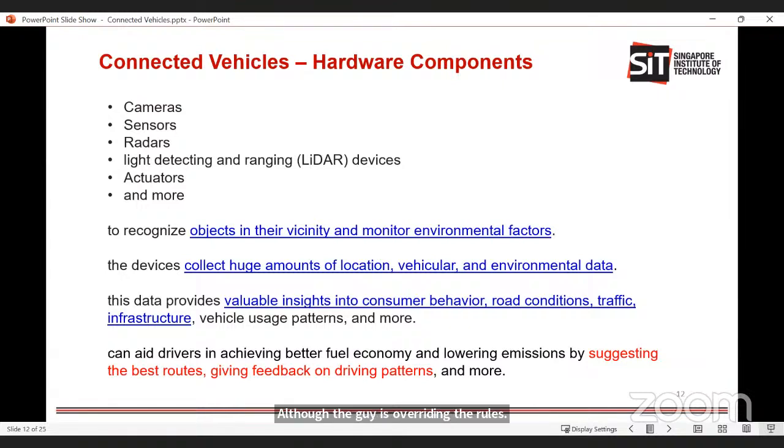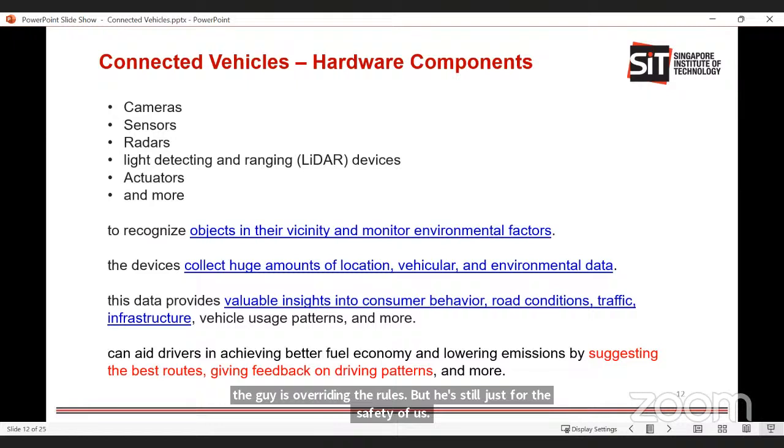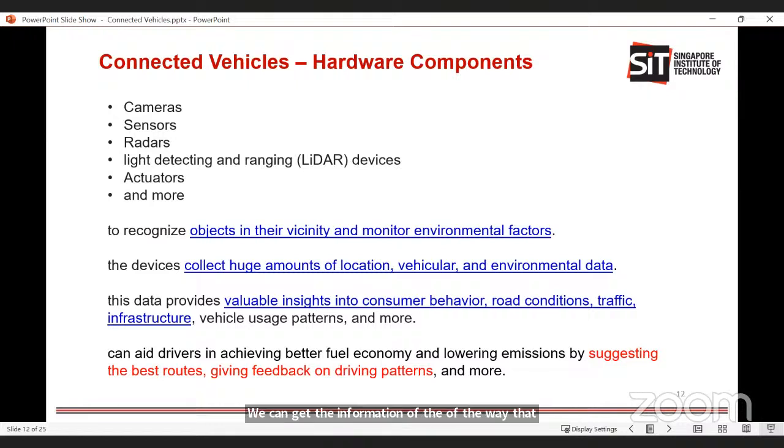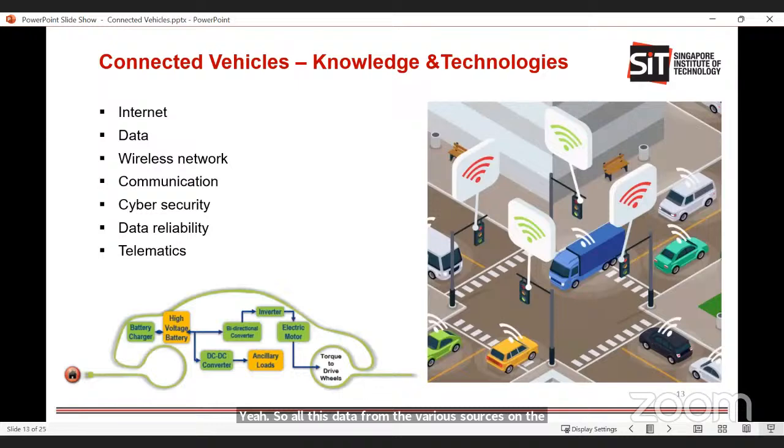We can get the information of the weather, that the road is slippery, there is ice on the road, so we should drive slowly. Although the speed limit is suppose 80, probably you need to drive at 30, because your vehicle has connected environmental data, and you know that you are not able to drive at that high speed. So all this data from the various sources on the road, on the traffic light, you can connect and make your decisions accordingly.